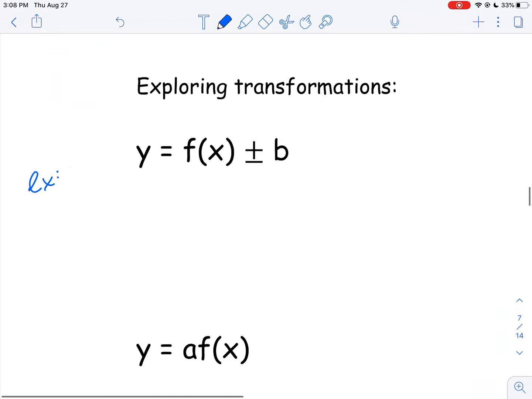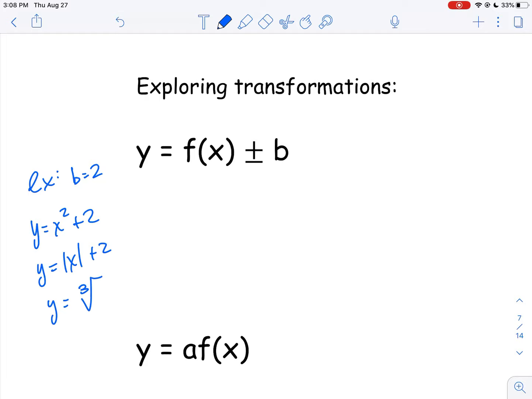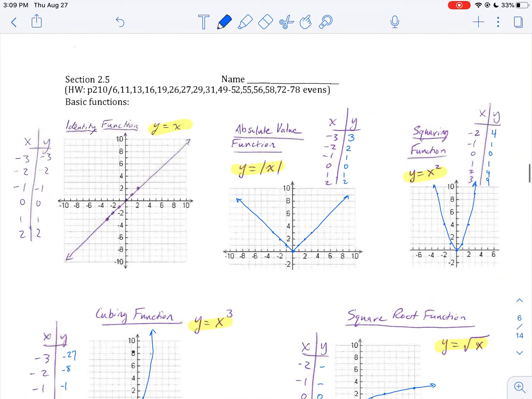I'm going to run out of space here. Let's say b equals 2. Let's do this with the squaring function. Or we could do it with the absolute value function. Or we could do it with the cubed root function. Doesn't matter. Any of those. What's going to happen to my x y values? I don't think this is going to do what I want it to do, but I'll try. Yeah, I was afraid it would just get the numbers. Okay.